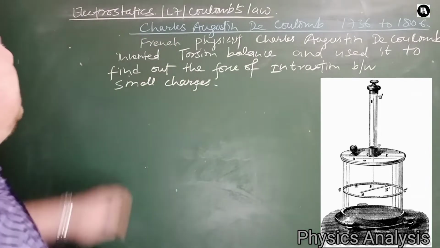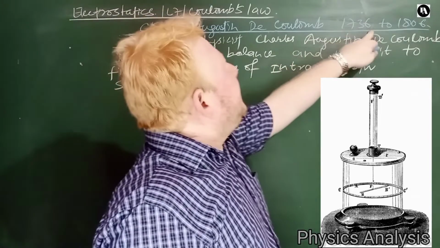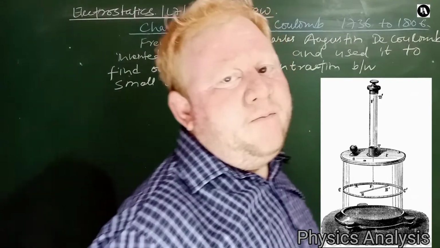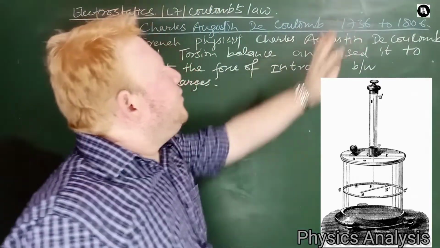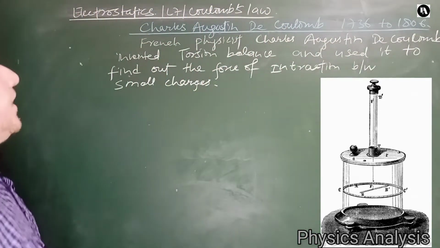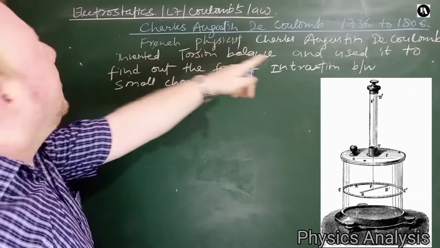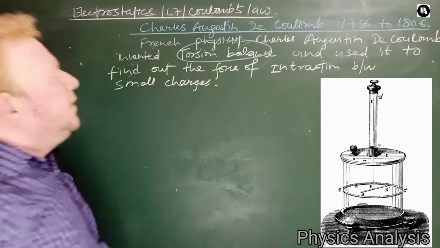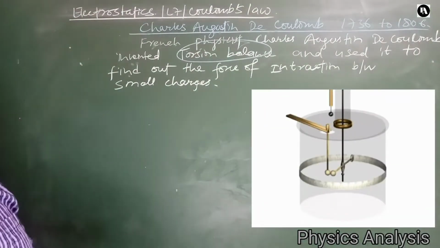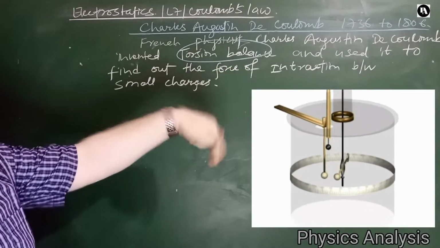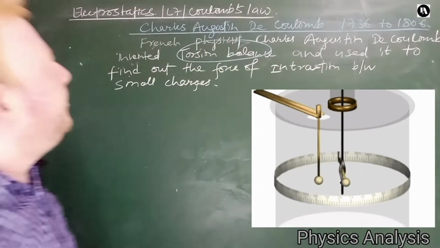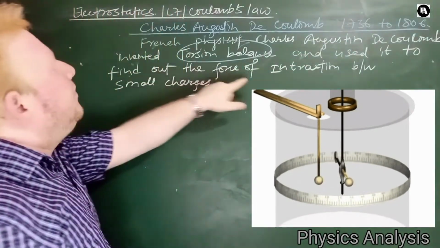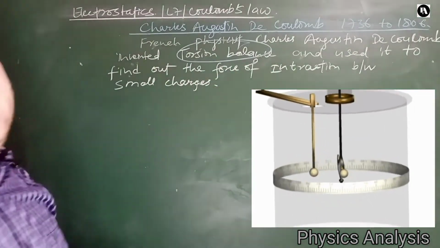So children, remember Charles Coulomb, 1736 is the birth year and 1806 the death year. The French physicist Charles Coulomb invented a torsion balance. What is a torsion balance? You can see this in further detail in the description box. He used it to find out the force of interaction between small charges.